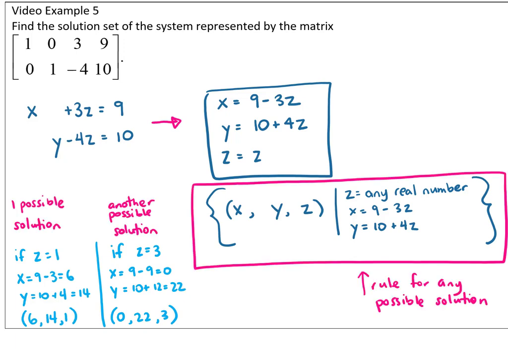I just sort of want to help you understand what this means. Over here on the left, we have one possible solution, 6, 14, 1. Next to it, we have another possible solution, 0, 22, 3. We have an infinite number of solutions, so we write that the solutions are in this format, and they have to follow this rule. And so the format is on the left, you put the line down the middle, and then you put any rules it has to follow on the right-hand side, and then you use the braces for that set notation.